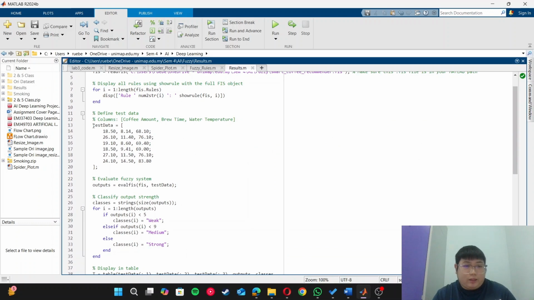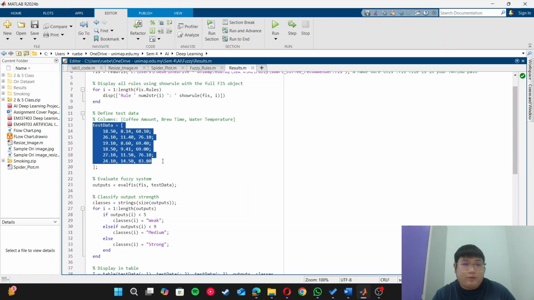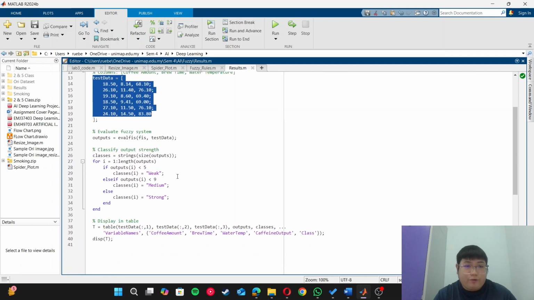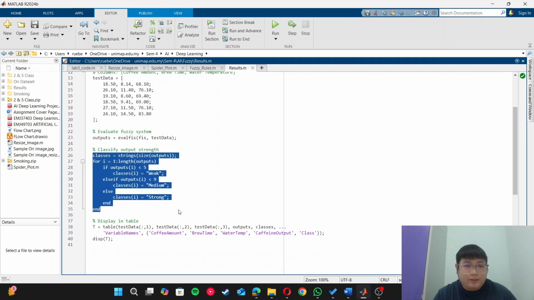For this part, the test data consists of the three criteria, which are the coffee amount, brew time, and the water temperature. And for this part, it classifies the output: when it's lower than 5, it will be weak, if it's between 5 and 9, it will be medium, and if it's more than 9, it will be strong. And this will be in my output.